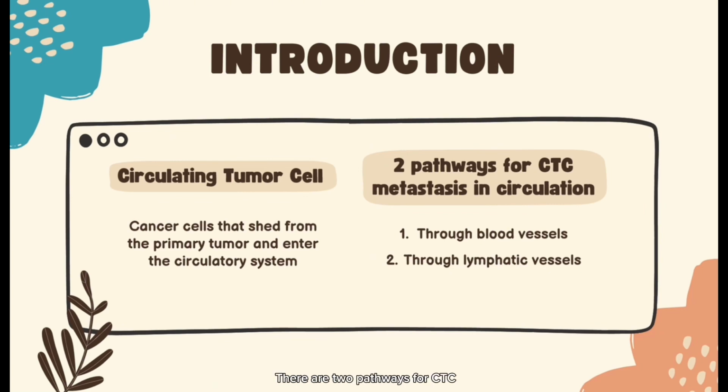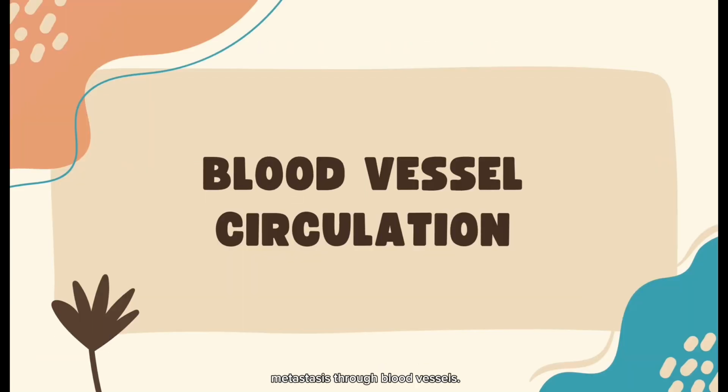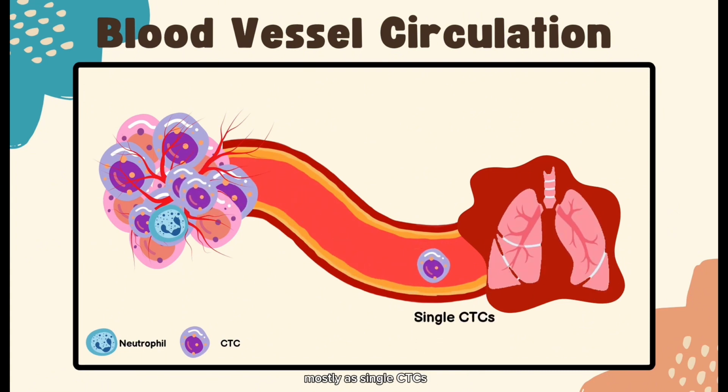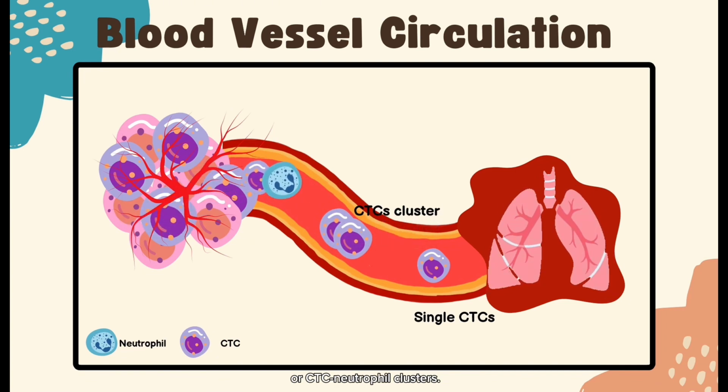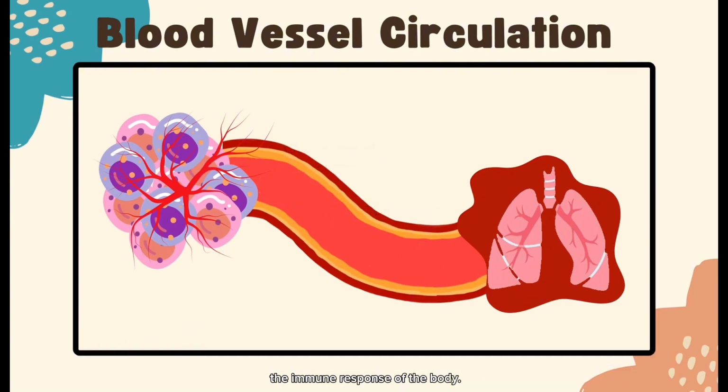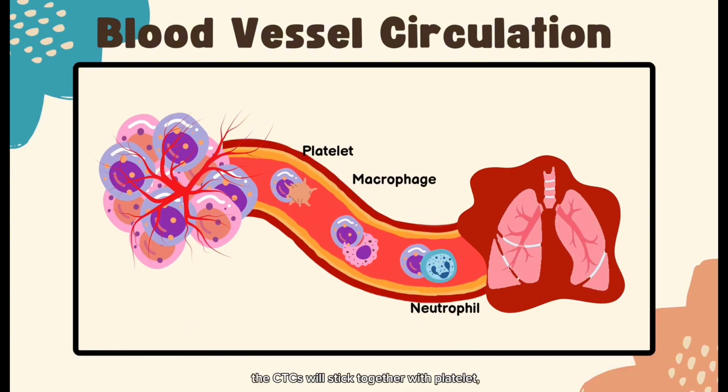There are 2 pathways for CTC metastasis in the circulation, which are through blood vessels and through lymphatic vessels. So let's move to the first one. Metastasis through blood vessels. CTCs are shed from primary tumor sites and travel through the bloodstream, mostly as single CTCs, but some can be detected as CTC clusters or CTC-neutrophil clusters. But there is a high probability that the tumor cells will be destroyed due to the immune response of the body, so in order to survive, the CTCs will stick together with platelets, macrophages, or neutrophils.